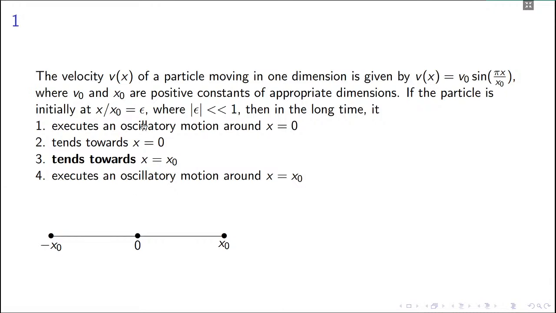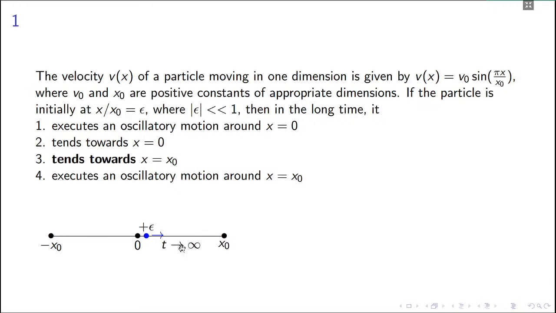So the idea is this. It says it starts with this condition: x is epsilon x naught. So basically what it's saying is that if the particle starts at a point close to the origin, then of course it will have a positive velocity, but to reach x naught, if you calculate it, it will take an infinite amount of time. That's the idea, and when that holds, this option holds.